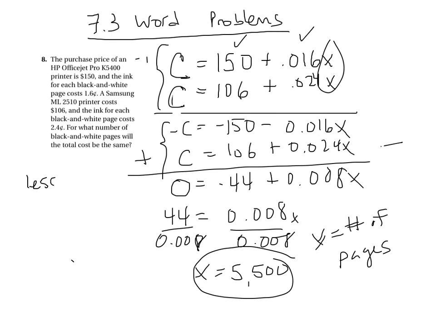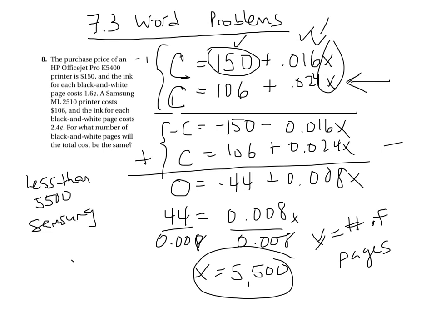But here's an interesting question. What if we print less than 5,500 pages? So is it better to choose the printer that has the higher purchase price and the lower cost per print page, or is it better to choose the other one that's the cheaper printer but is more expensive per page? Which do you think it is? So it turns out it's better to buy the cheaper printer. So it's going to be with the Samsung.